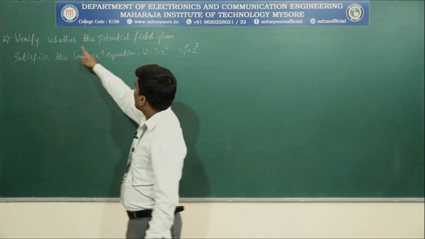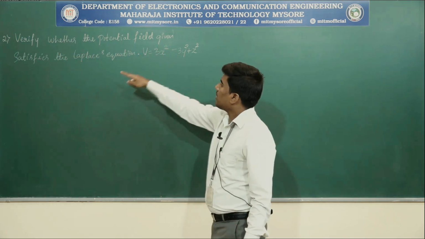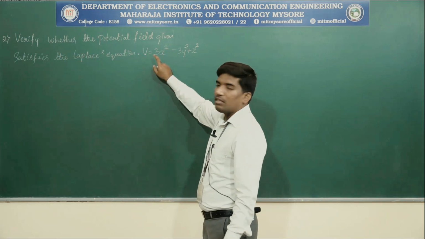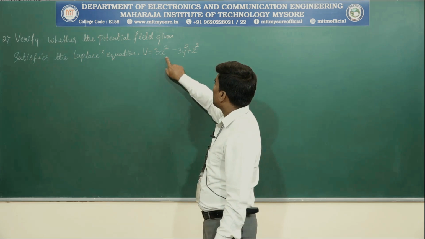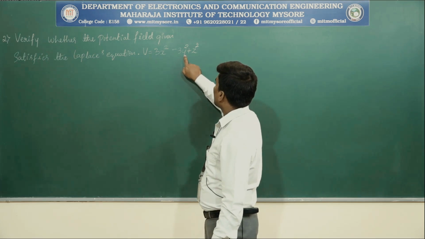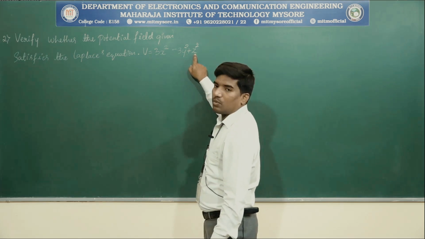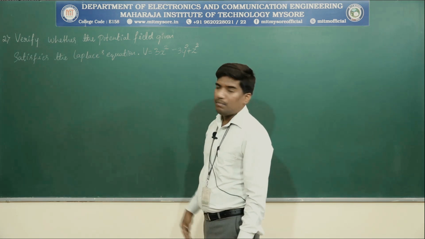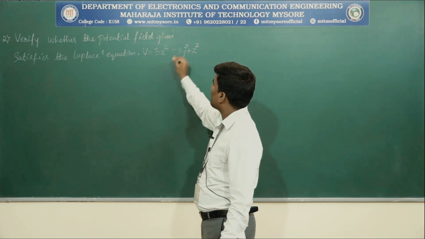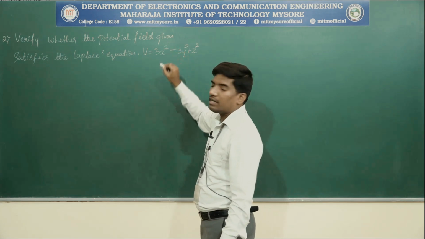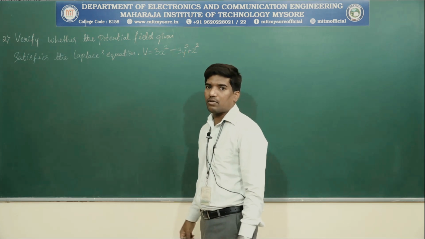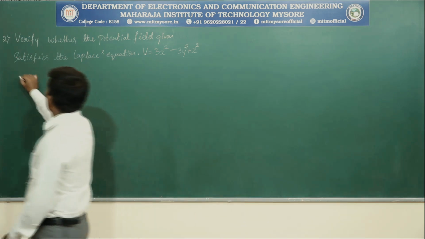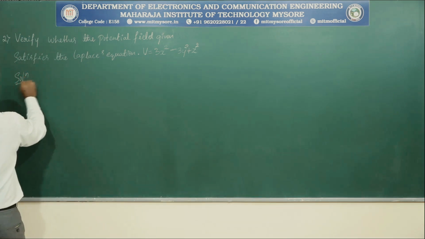Verify whether the potential field given satisfies the Laplace equation. The potential given is V is equal to 3x square minus 3y square plus z square. So in which coordinate system is the problem statement given? By looking at the potential equation, we can easily say that this problem is related to Cartesian or rectangular coordinate system, right? So let me write the solution here.